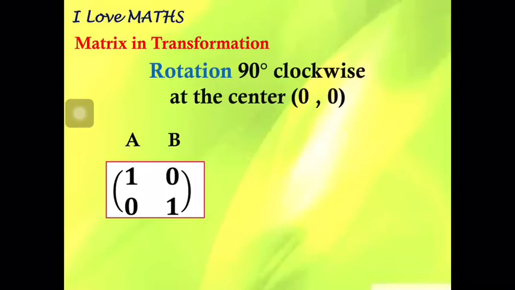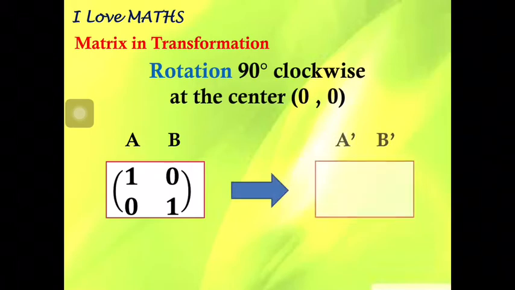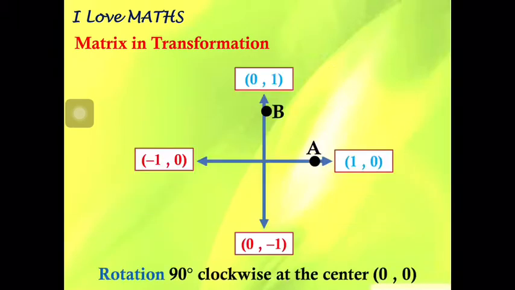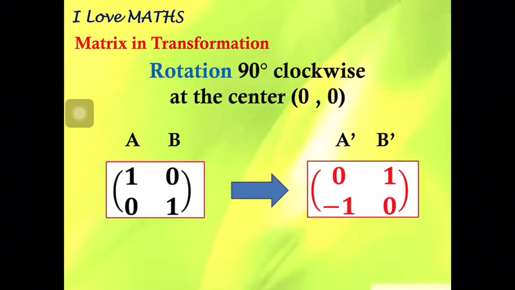Let's have another example: rotation of 90 degrees clockwise at the center 0, 0. Under this transformation, let's determine the matrix. For 90 degrees clockwise rotation, the point A' and the point B' are located on this point. The coordinates are 0, -1, and 1, 0 respectively. These are the xy components of the matrix under A' column and B' column. So this matrix represents the transformation rotation 90 degrees clockwise at the center 0, 0.